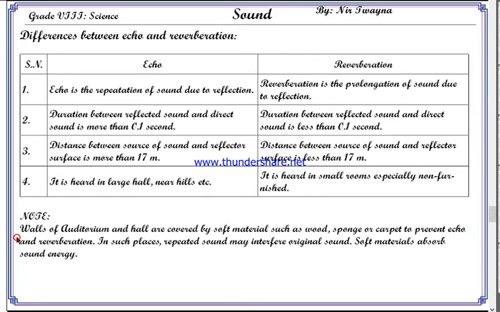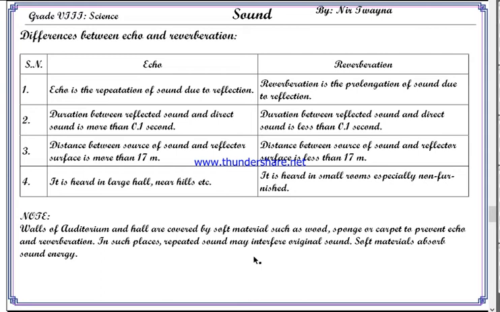Now the last note here. If you have gone to an auditorium hall or cinema hall, you notice that the walls are covered with soft wood, or sponge or carpet. These materials I have already told you in the beginning of today's class. These materials help to absorb the sound and prevent echo or reverberation. Echo and reverberation will actually disturb the original sound.